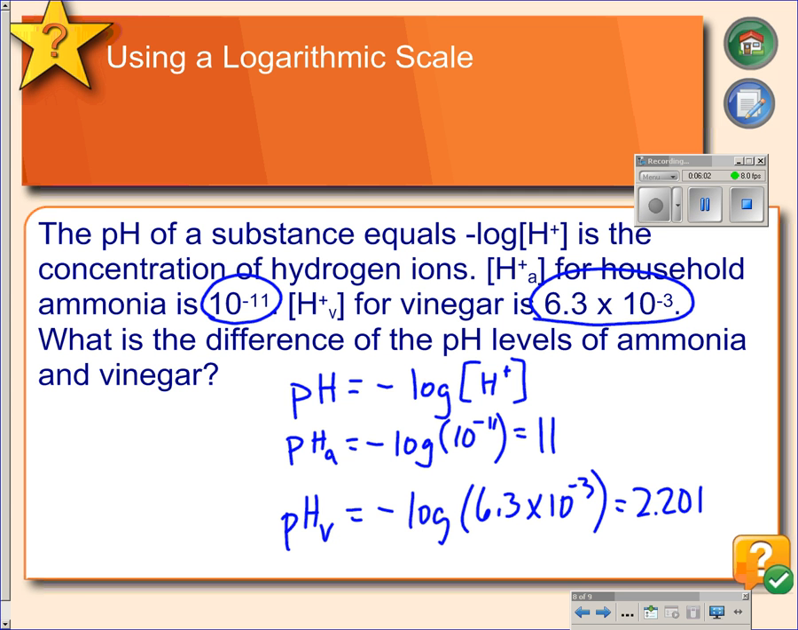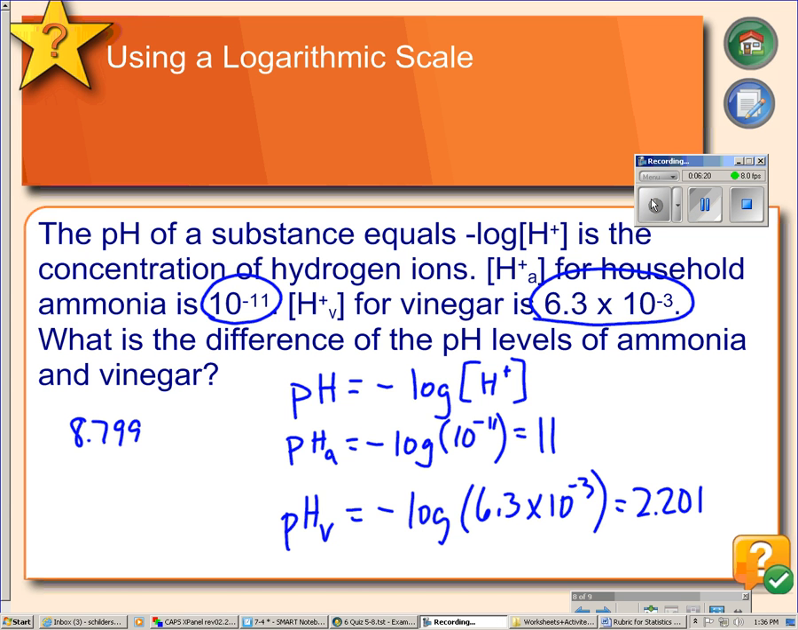So the difference in pH between ammonia and vinegar is 11 minus 2.201. So the difference is 8.799, or approximately 9. And that's it for lesson 7.